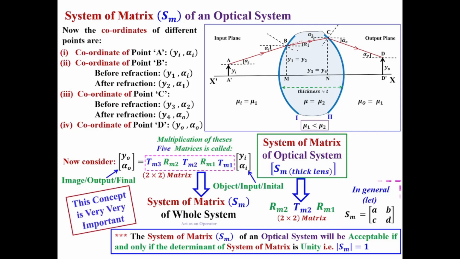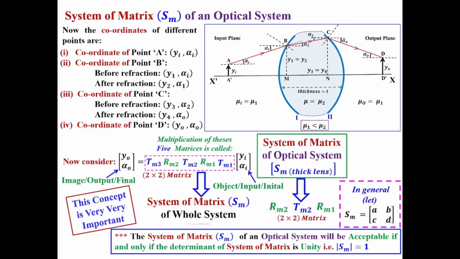So here, this is your first refraction, this is your second refraction, and this is the translation. For this thick lens, the system matrix is what? Rm2, the second refraction matrix, into the translation matrix, into the first refraction matrix. After multiplication of these three matrices in this order, we can find the system matrix of this thick lens. So first second refraction, then translation, then first refraction. In this order we have to consider.